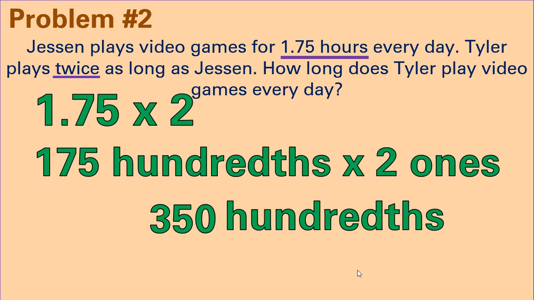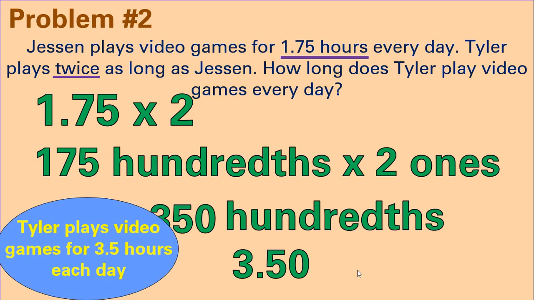Finally, we're going to rewrite this number in standard form. We have 350 hundredths, which can be rewritten as 3 and 50 hundredths. Notice the 0 is in the hundredths place. So Tyler plays video games for 3 and 50 hundredths or 3 and 5 tenths hours each day. This is 3.5 hours, so he's playing for 3 hours and 30 minutes every day.